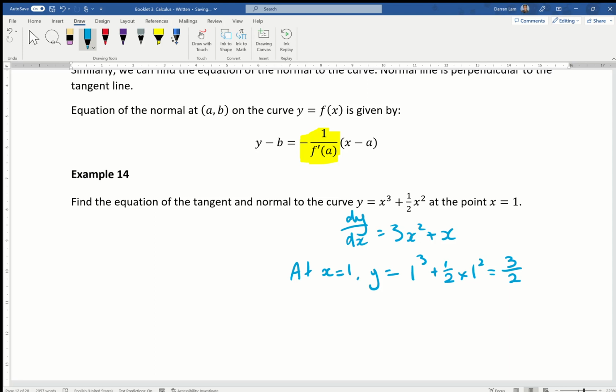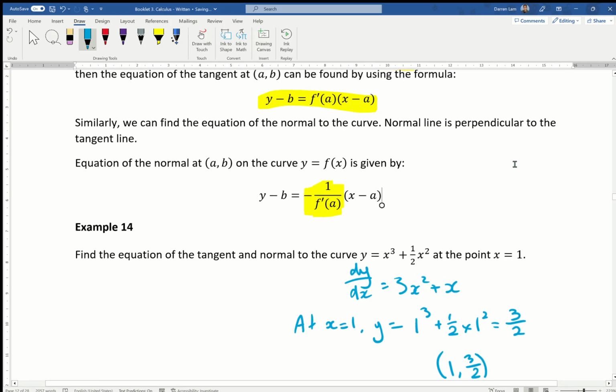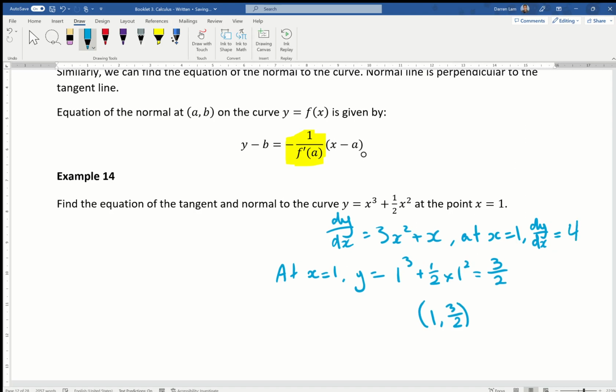Am I going through this too quickly? Okay. So I have the point (1, 3/2), and my gradient function up there as well. Now, specifically looking at the tangent first, it wants the gradient at our x value of 1. So at x equals 1, dy/dx equals, substituting, gives me an answer of 4.